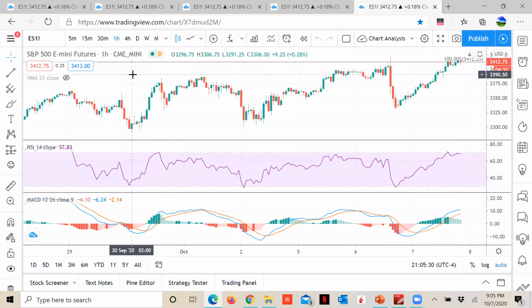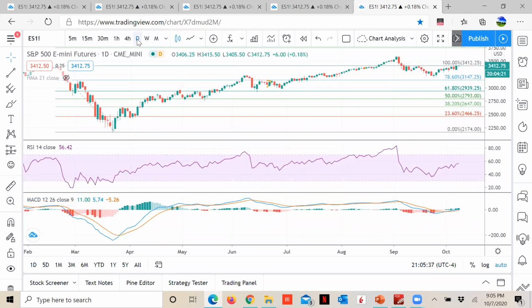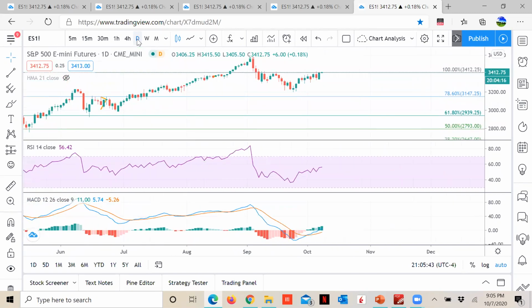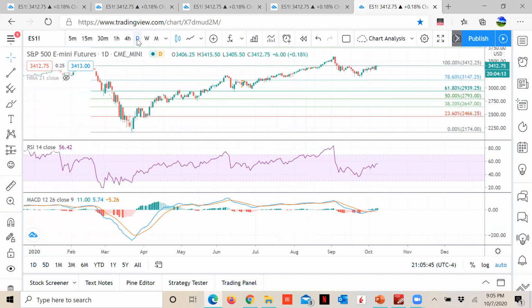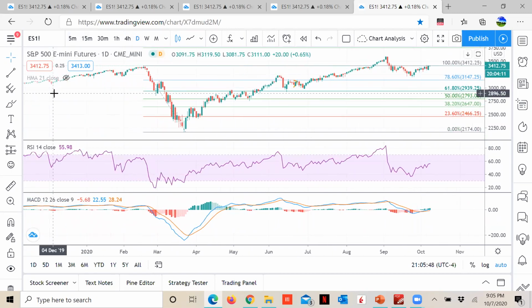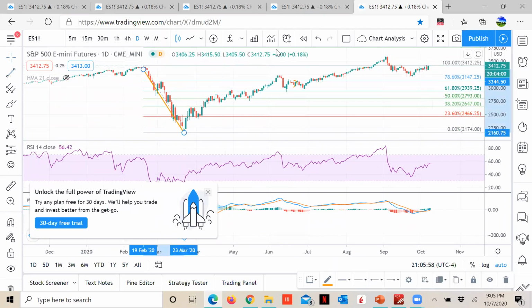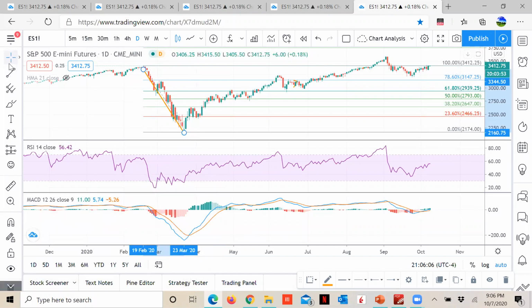All right, so this is S&P mini futures, right? Let's go to the day chart. Turn off my moving average. Pretty much as we discussed last time, if I just draw a line from the lows to the low here, it is basically giving me a downtrend for this index.